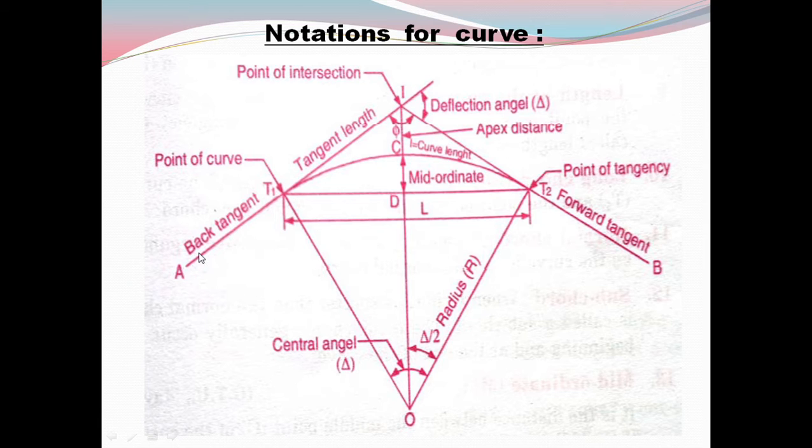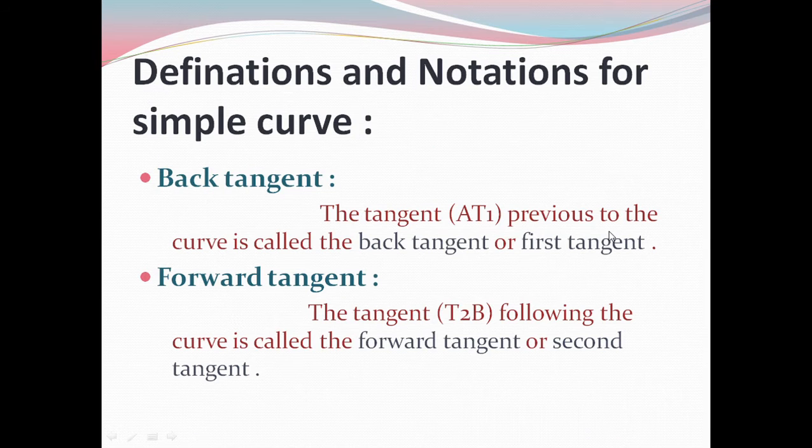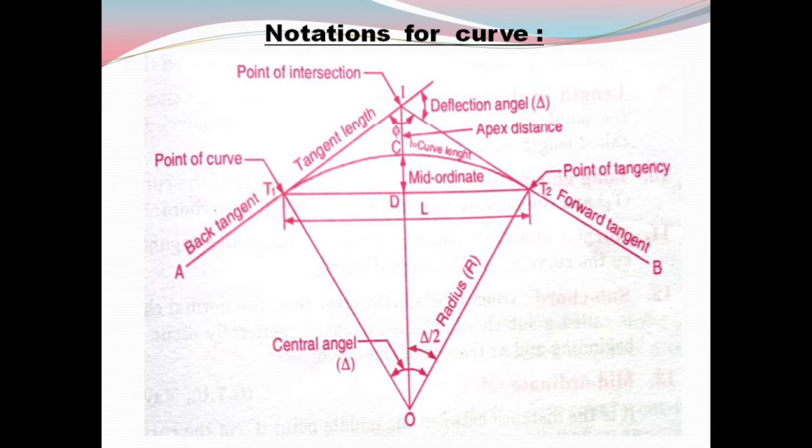The starting tangent is called the back tangent and the end tangent, the second tangent, is called the forward tangent. The tangent AT1, previous to the curve, is called the back tangent or first tangent. The tangent T2B, following the curve, is called the forward tangent or second tangent. So this is called the back tangent and this is called the forward tangent.